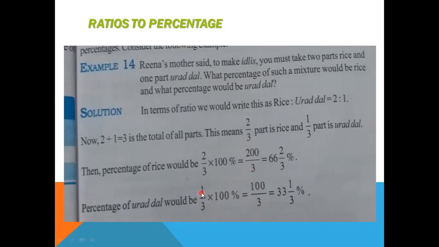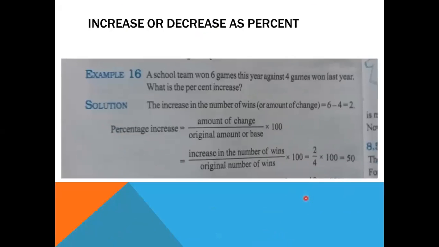Next, the percentage of urad dal would be 1 by 3 into 100%. So that means 100 by 3 you will get, so 33 1 by 3 percent you will get for the urad dal. So this is the way of finding percentage.